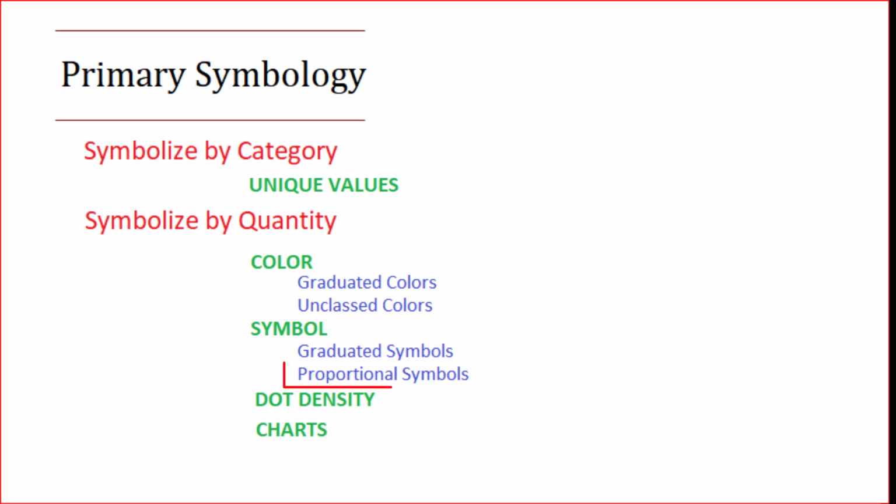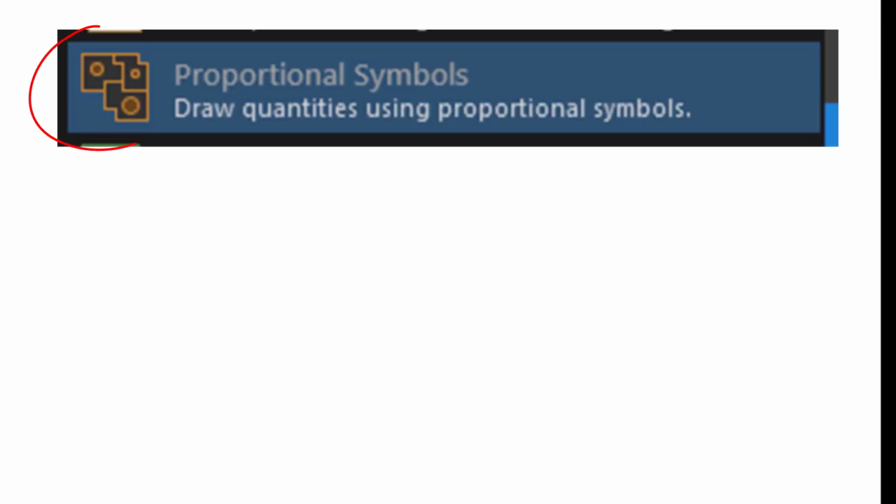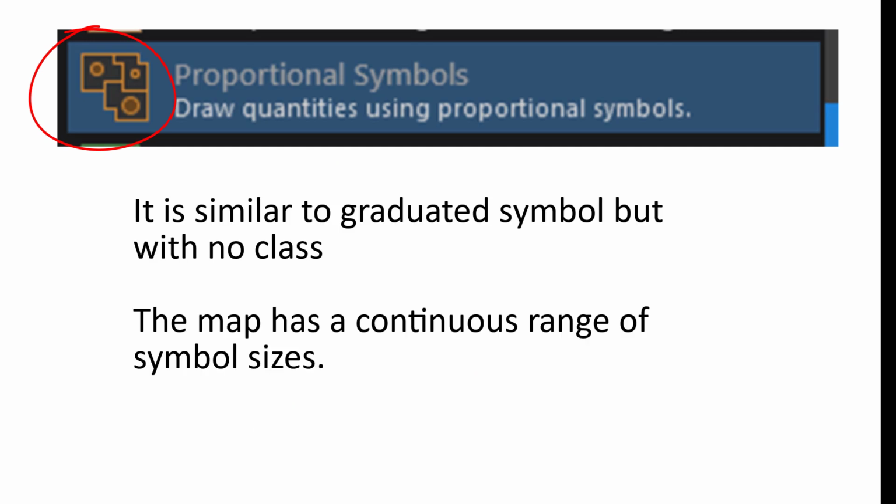The next is proportional symbol. In fact, it is similar to graduated symbol, but unlike it, instead of a few sizes, the map has a continuous range of symbol sizes. So the only difference between a graduated and proportional symbol is one is classed and the other one is unclassed. So instead of a few size classes, the map has a continuous range of symbol sizes. This style is often referred to as an unclassed map.